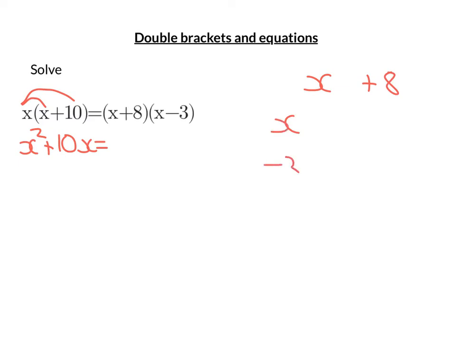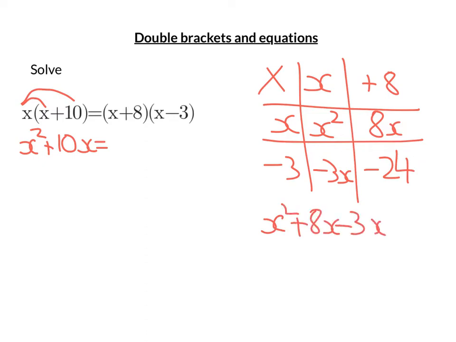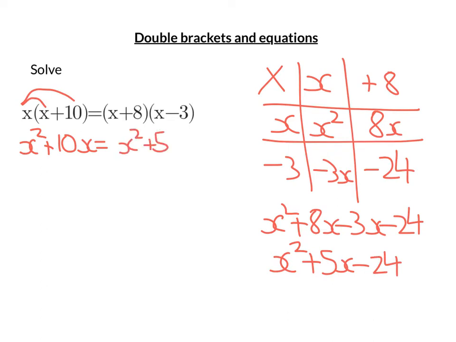Now, obviously, there are other methods, including FOIL, and so just check that you're getting the same answers as I am. Okay, so I'm going to get x squared, 8x, negative 3x, and negative 24. So I'm going to get x squared plus 8x minus 3x minus 24, which becomes x squared plus 5x minus 24. So I'm going to put it over here, x squared plus 5x minus 24.